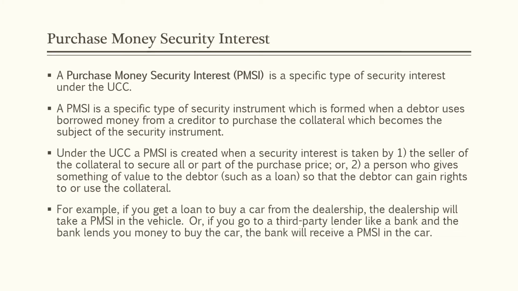For example, if you get a loan to buy a car from the dealership, the dealership will take a purchase money security interest in the vehicle. Or if you go to a third-party lender like the bank, and the bank lends you money to buy the car, and you use the money to buy the car, the bank will also receive a purchase money security interest in the car.